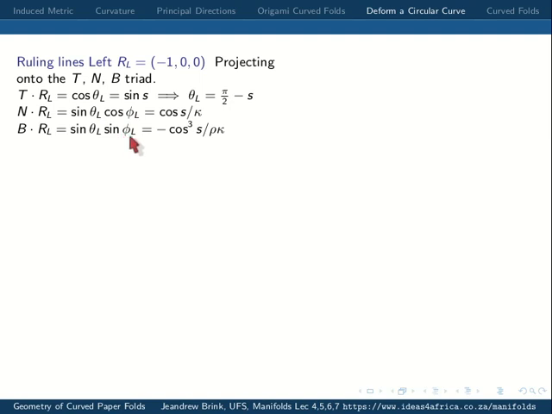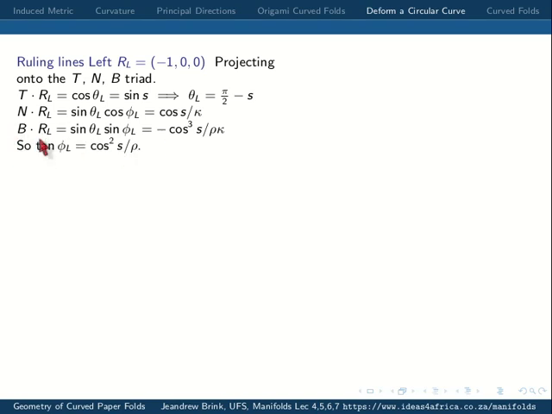Can I ask maybe a stupid question? Is the angle S or is the angle S over kappa? No, that's cos, I would have put brackets around it. It's cos S divided by kappa. And this is cos cubed s divided by kappa.